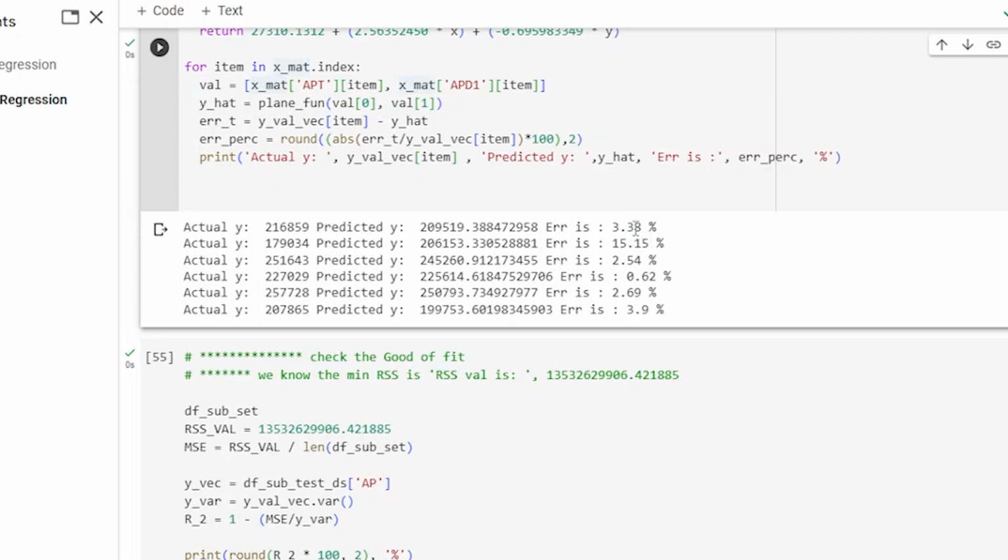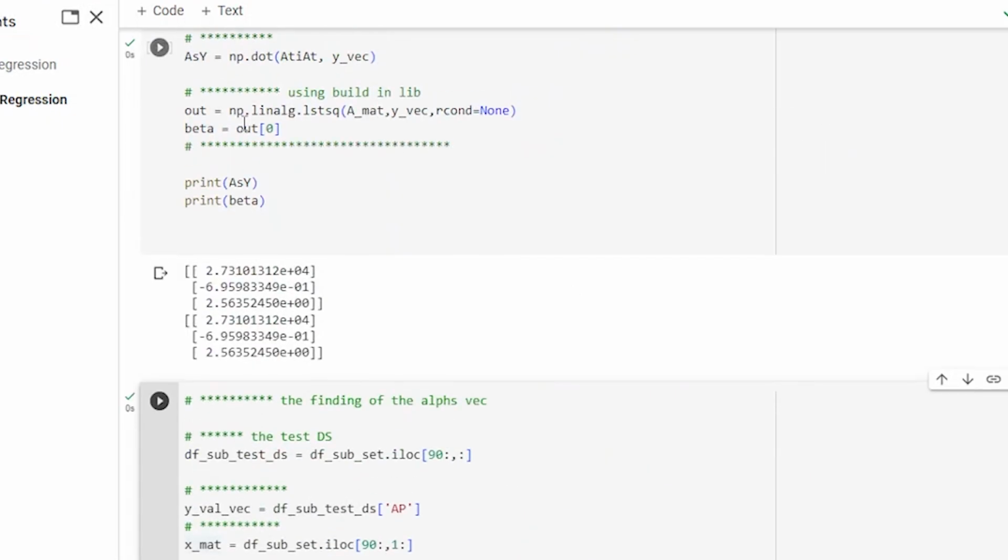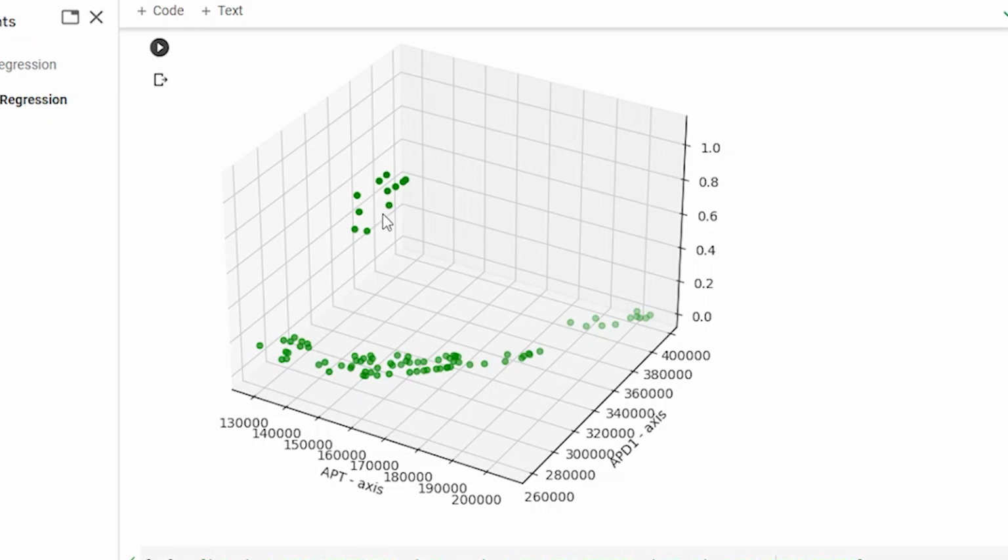So the first has a 3.3% error, then 15% error, 2% error, almost 0% error. I was very close here, 2, 3. So it's quite a good model. I mean, maybe the point at 15 was somewhere outside these values. That's why we did not capture it well. The others were okay, somewhere here.